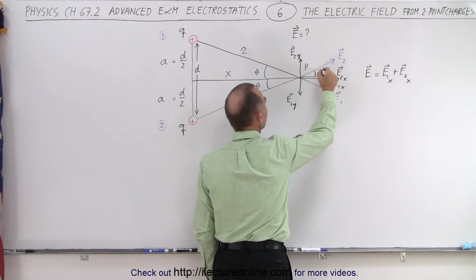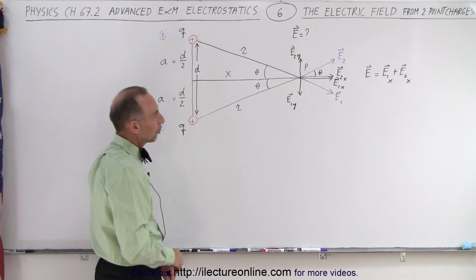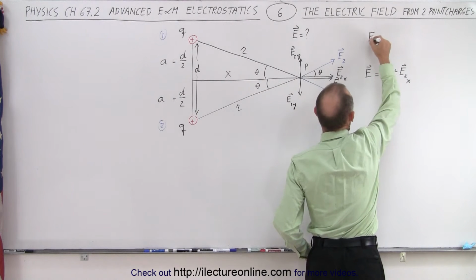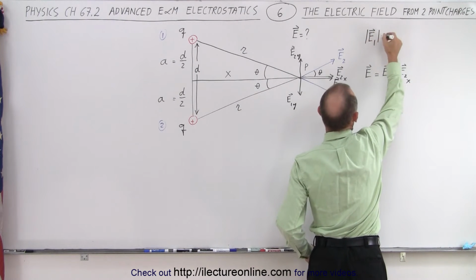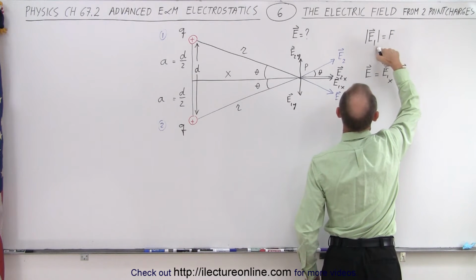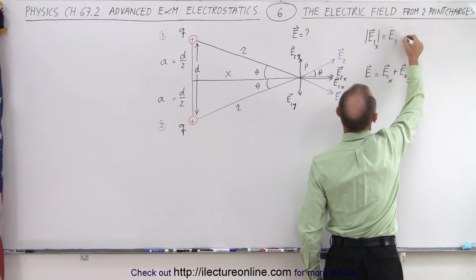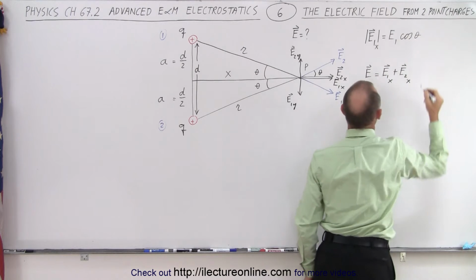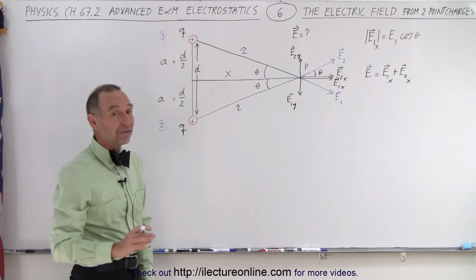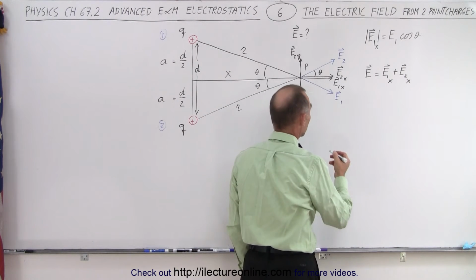Notice that there's an angle theta here, which is the same as this angle theta right there. So what we could say is that the magnitude of E sub 1, or I should say E in the x direction, is equal to the magnitude of E sub 1 times the cosine of the angle theta. Okay, now we have to figure out what the magnitude is of the x components.